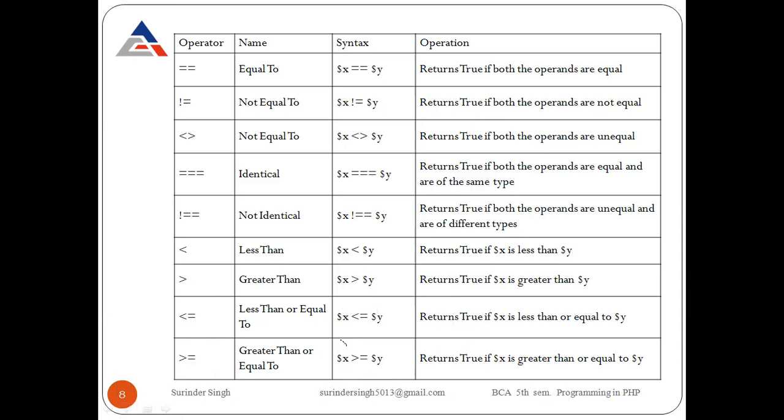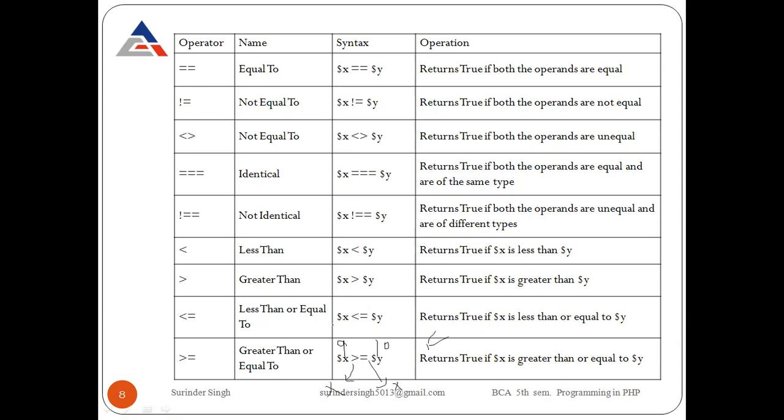Now suppose there is a 9 and there is a 10, and we are checking 9 is greater than or equal to 10. This condition is also false. 9 is not greater than 10 and not equal to 10. So it returns false because both conditions are false.